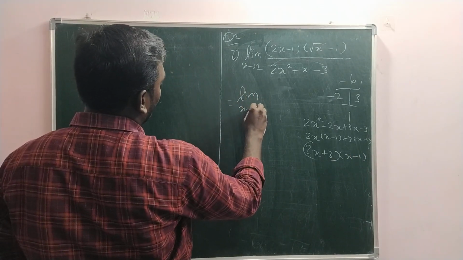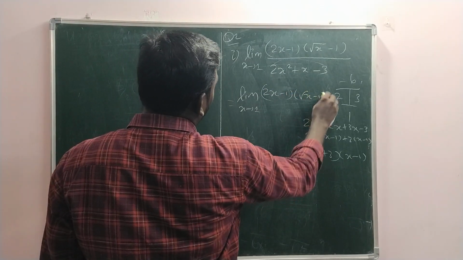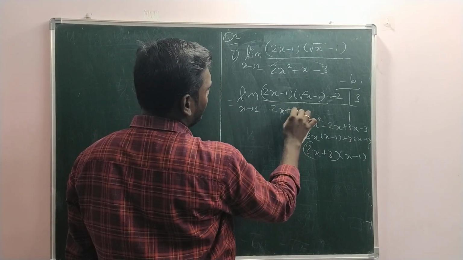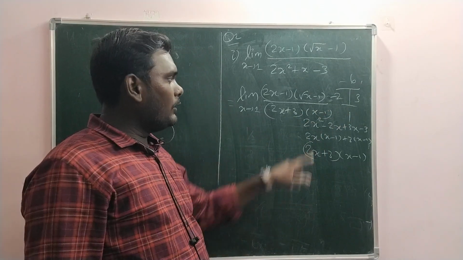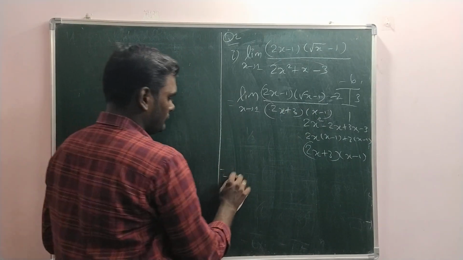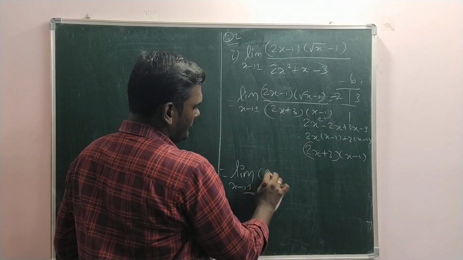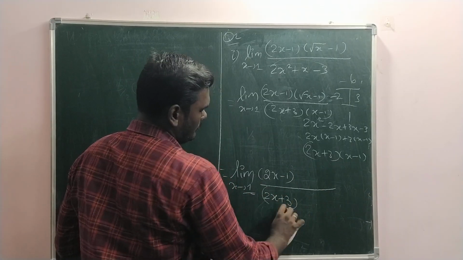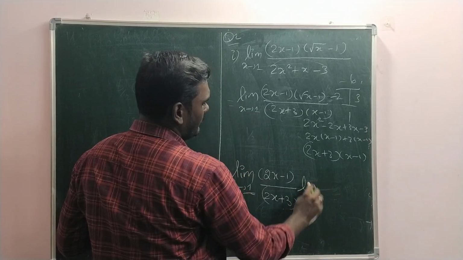So limit x tends to 1, 2x minus 1 into root x minus 1 divided by 2x plus 3 into x minus 1. Now this x minus 1 and root x minus 1, shall we cancel? No, we can't. The standard limit formula, that also we can use.